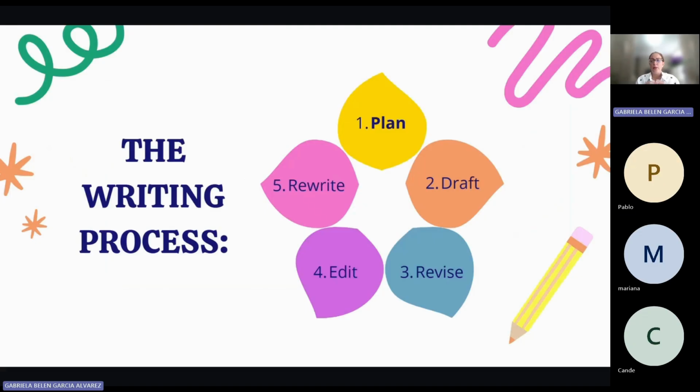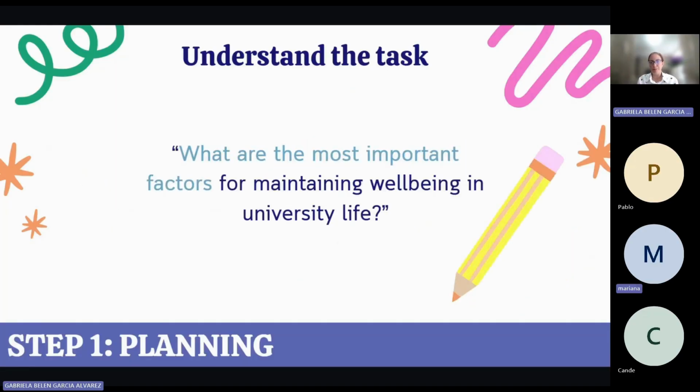So the first thing you have to know is that writing is a process. You have to plan, first of all, then you have to do your first draft, then you revise the original draft, you edit the draft, and you rewrite perhaps the final text. And after you rewrite, you usually publish it or you submit it to your professor. So we are going to focus on the planning step.